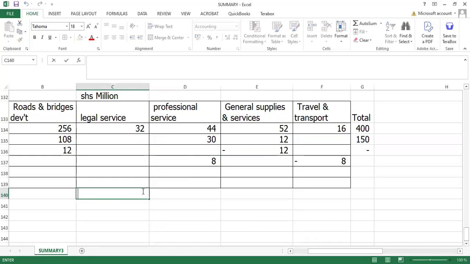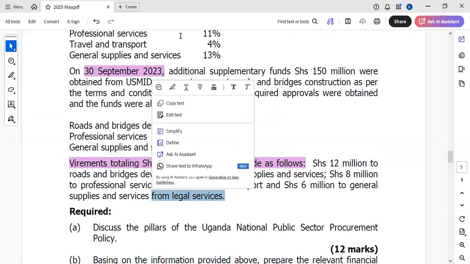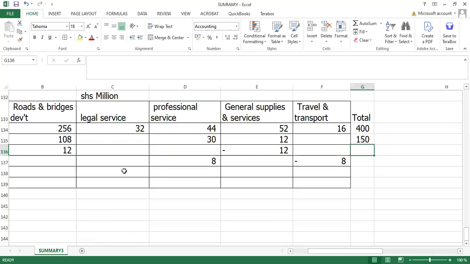Then lastly, we have from legal services going to general supplies, 6 million. Are you sure? Don't make mistakes. Yes, that is true. You have 6 million into general supplies that is coming from legal service. So under the column of legal service, we put 6 million as a negative. So legal service is here, 6 million. Then this is going to general supplies.